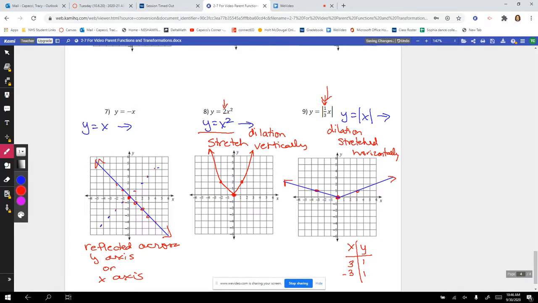So that's it. With these, just use your notes and be patient with yourself if you don't understand it right away, and just practice as much as you can.